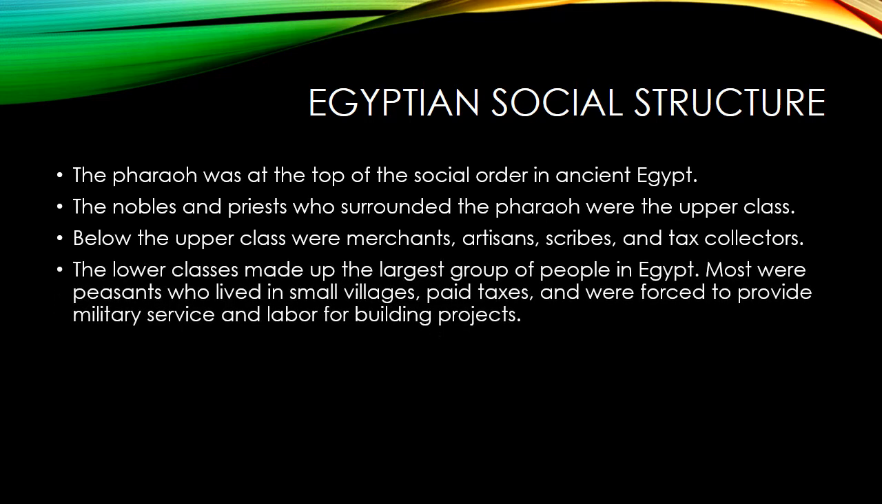Then you have the lower classes. They were the largest group of people in Egypt. Most were peasants. They lived in small villages. They paid taxes and were forced to provide military service and labor for building projects. This is something that we'll see throughout our study of societies, cultures, civilizations, and world history. The largest class of people who make the least amount of money were the only ones who were forced to pay taxes into the government.